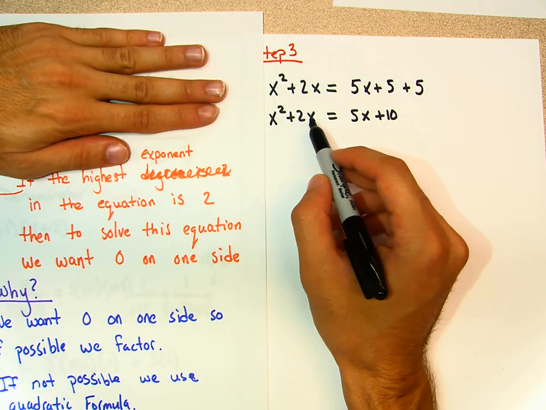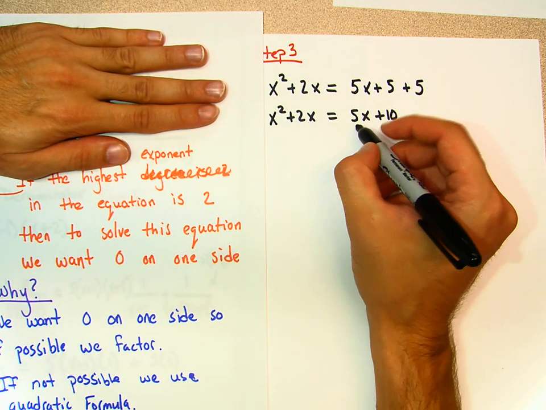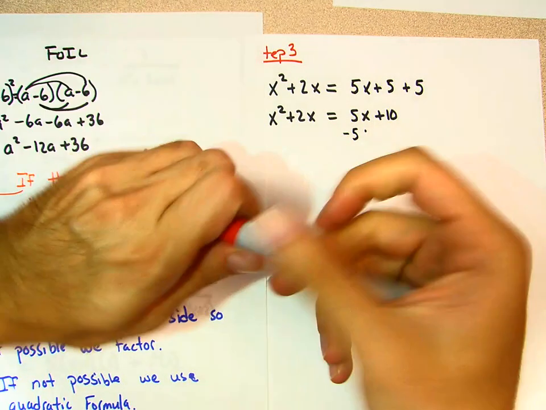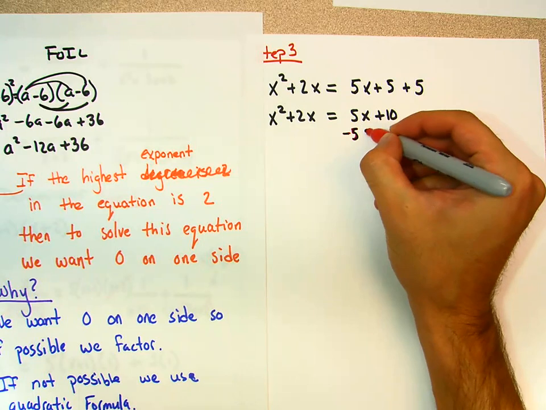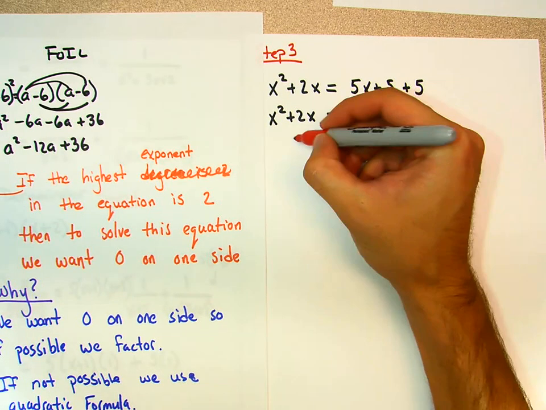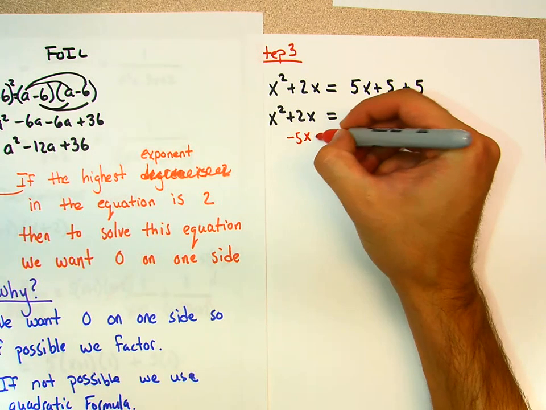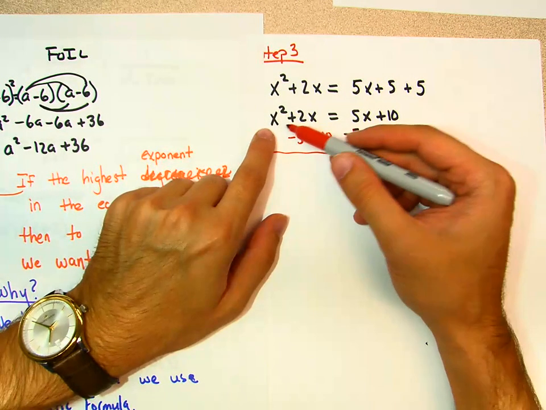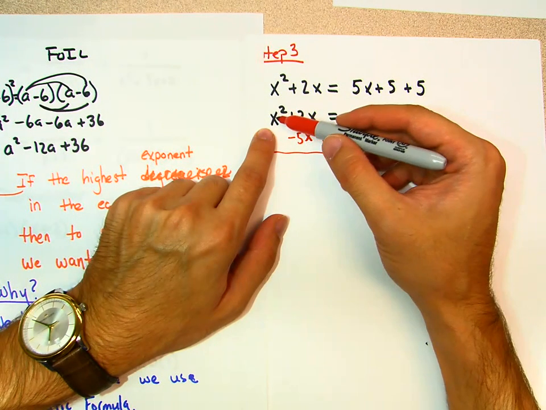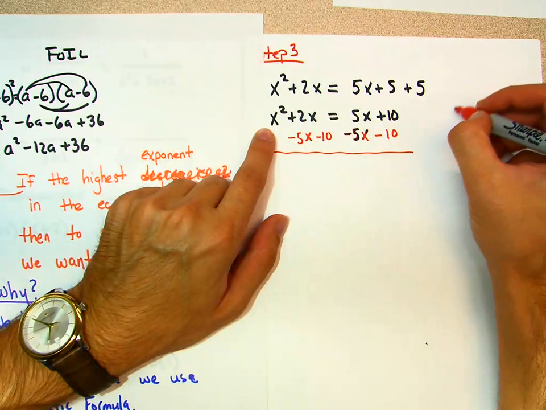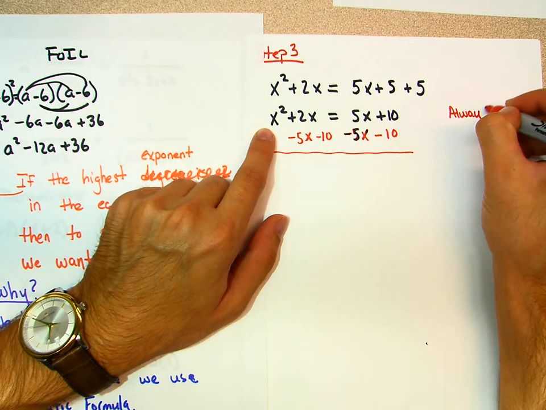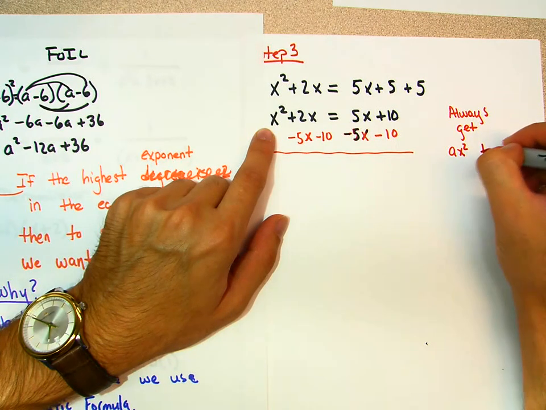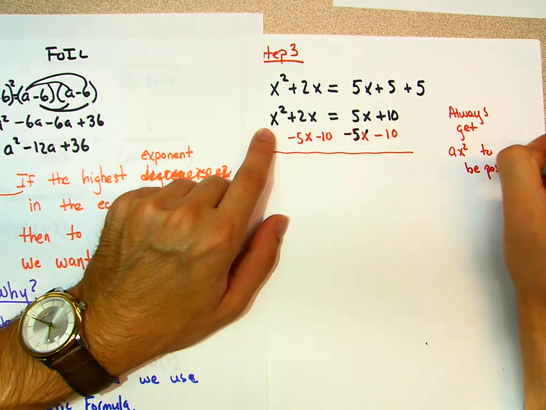So here, if I have x squared plus 2x is equal to 5x plus 10, then I'm going to do minus 5x minus 10. Minus 5x minus 10, right? And remember, I don't want to do minus x squared on both sides because I want my x squared to be positive. So always get your ax squared to be positive, right?